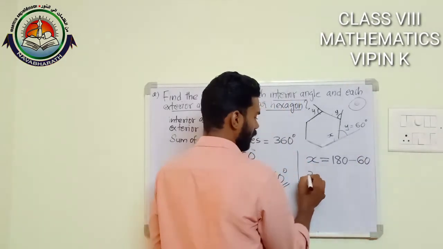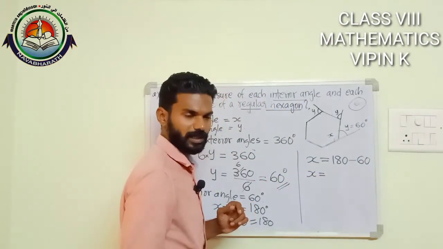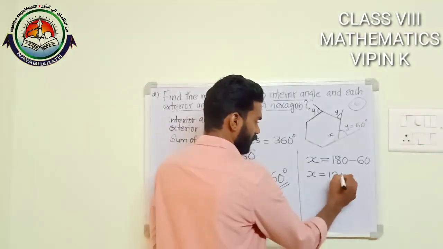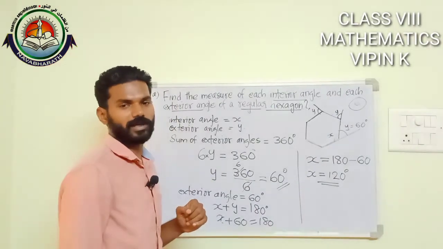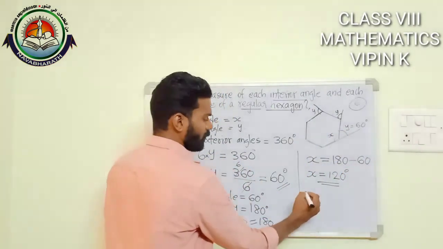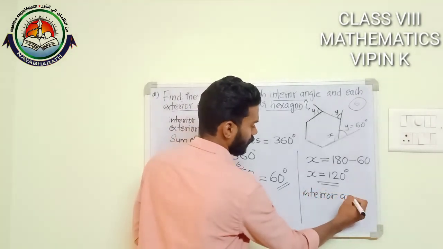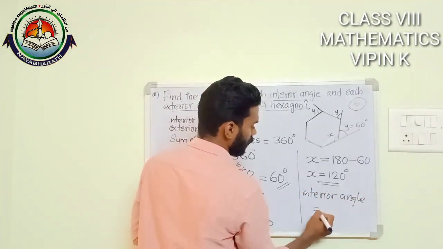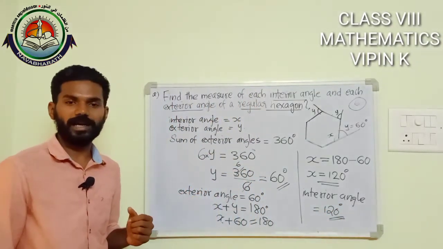So what would be the value of x? 180 minus 60. What would be? It would be 120 degrees. So now we got the interior angle also. Interior angle equals 120 degrees. This would be the answer.